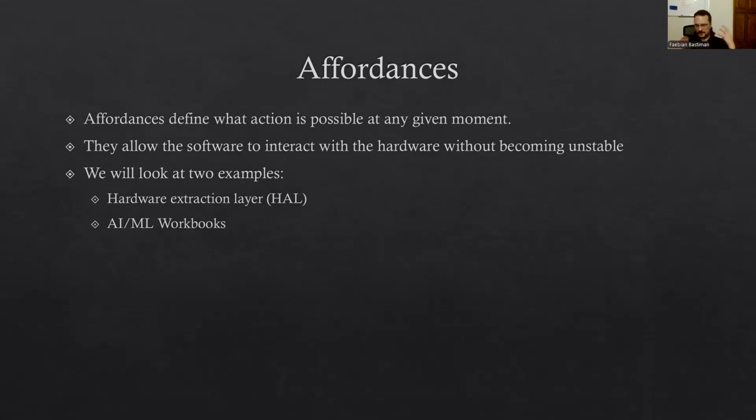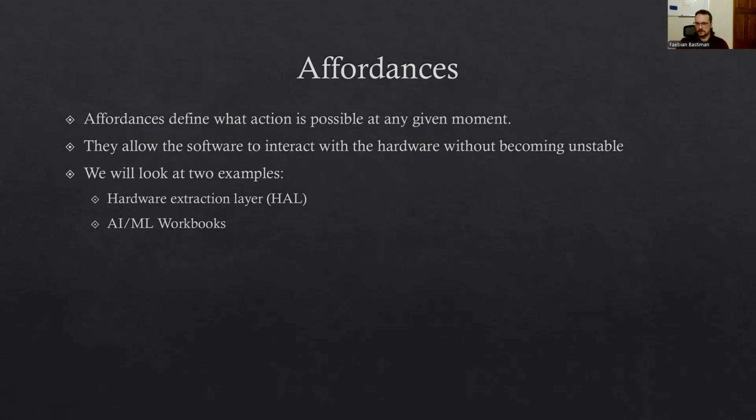Of course, the agent as an LLM can use its own reasoning and thinking, but they usually prefer to call a deterministic tool because it will reliably give a better answer. So this basically allows the software and the agent running to interact with hardware resources and functions without becoming unstable. And we're going to look at two examples. They're very, very different examples, but they're both affordances.